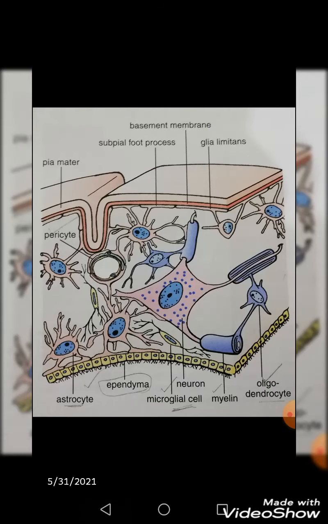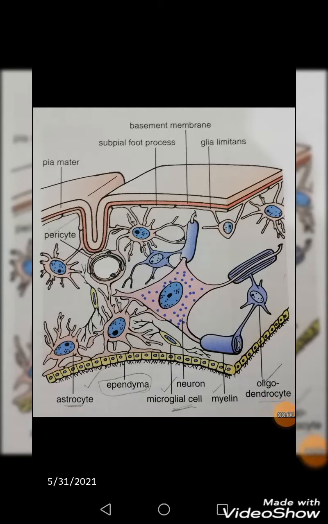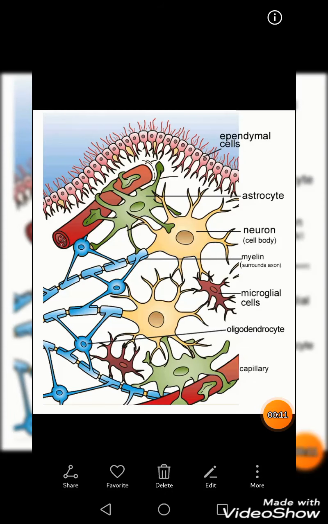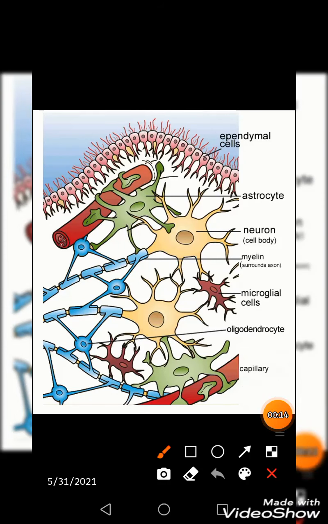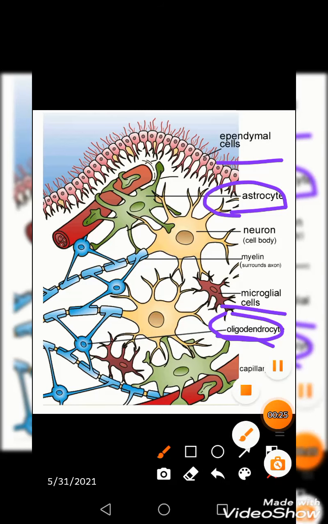After that, we have to look for the cells present over here. Definitely you can observe the neuron here, right? And here you see that various neuroglial cells are present: the astrocytes, the ependymal cells, the microglial, and the oligodendrocytes, right? Another good view to show you all. Let me mark them: the ependymal, the astrocytes, the microglial, and the oligodendrocytes. The oligodendrocytes and astrocytes could be called macroglial cells, right?